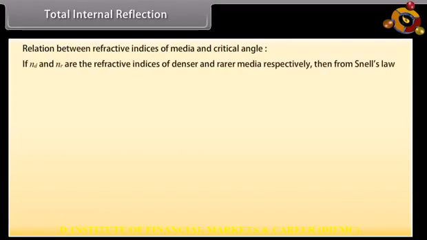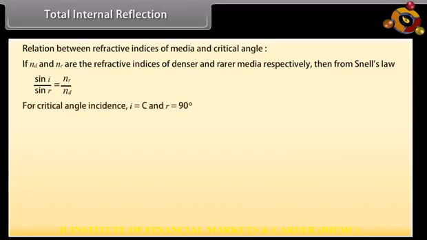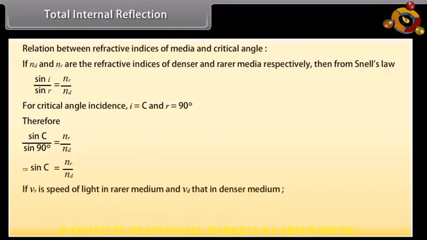If nD and nR are the refractive indices of denser and rarer medium respectively, then from Snell's law, sin i / sin r = nR / nD. For critical angle incidence, i = C and r = 90 degrees. Therefore, sin C / sin 90 degrees = nR / nD. It implies sin C = nR / nD. If vR is the speed of light in rarer medium and vD that in denser medium, then sin C = vD / vR.